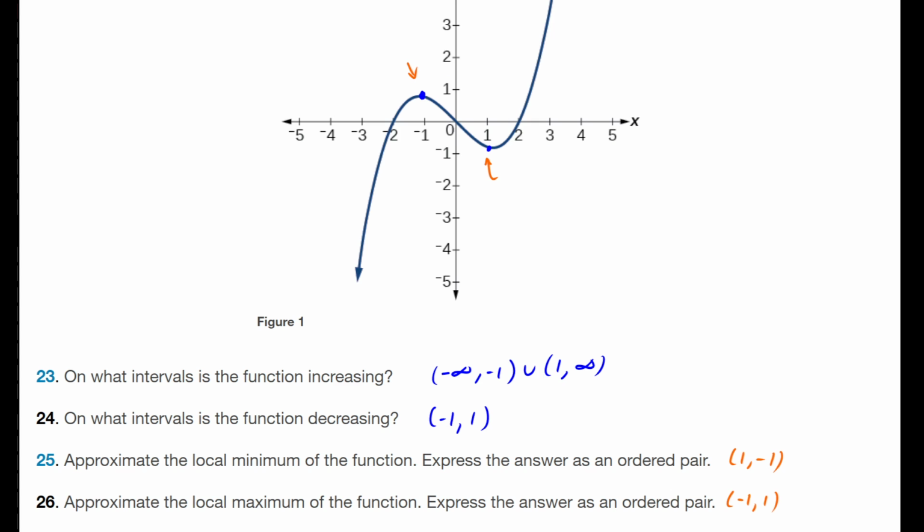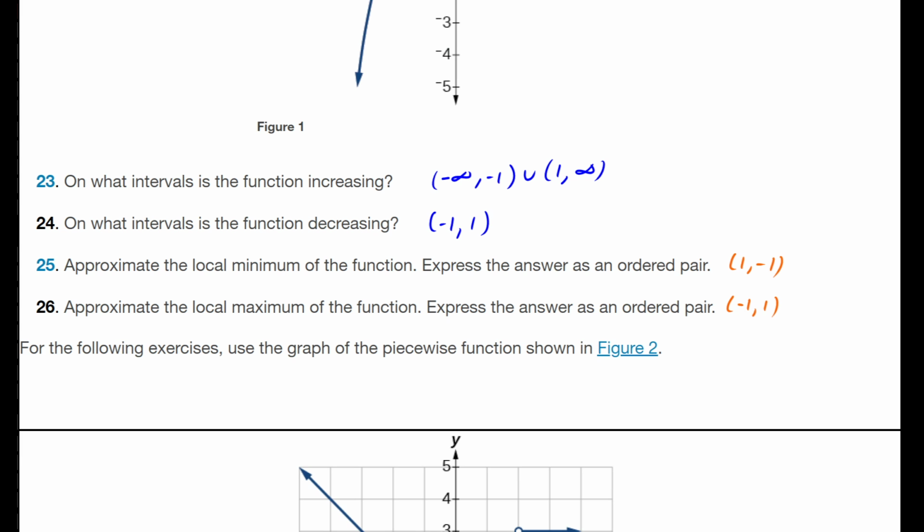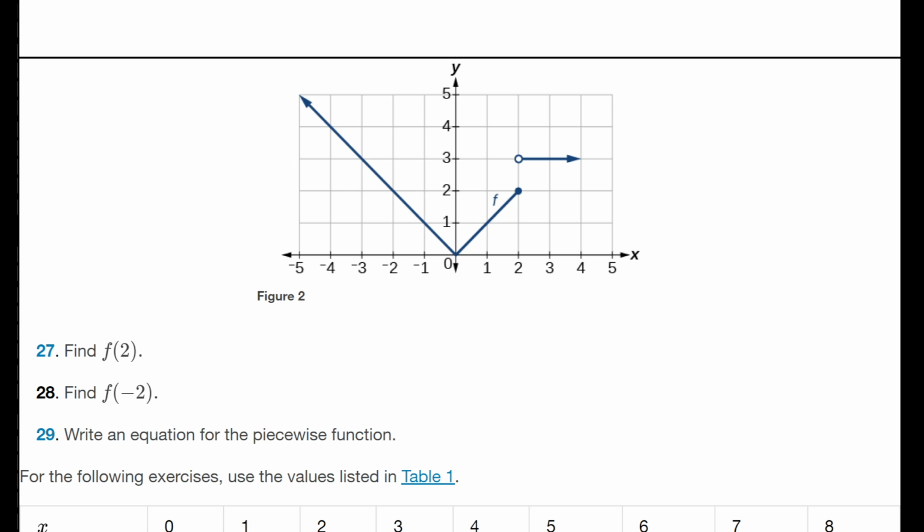Of course, the true maximum and minimums of the function, there are none because they go to negative infinity and to positive infinity. For the following exercises, use the graph of the piecewise function shown in figure 2. So find f of 2. In other words, we're looking at this point right here, the one that's filled in. So f of 2 is just equal to 2. Find f of negative 2. Well, this is the point right here. This is just equal to 2.